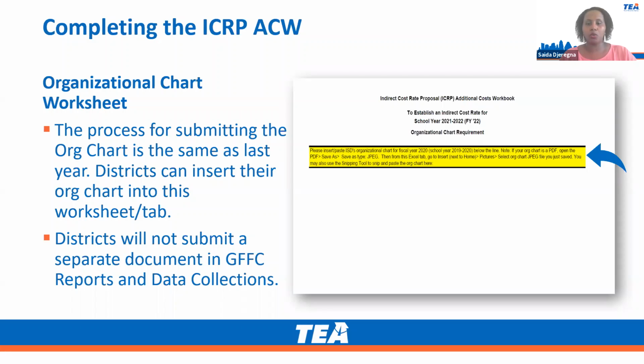The org chart must support the Chief Executive Officer information on the additional cost fiscal year 20 tab. Therefore, this year, LEAs need to submit the fiscal year 2020, or school year 2019-2020, org chart in this tab.